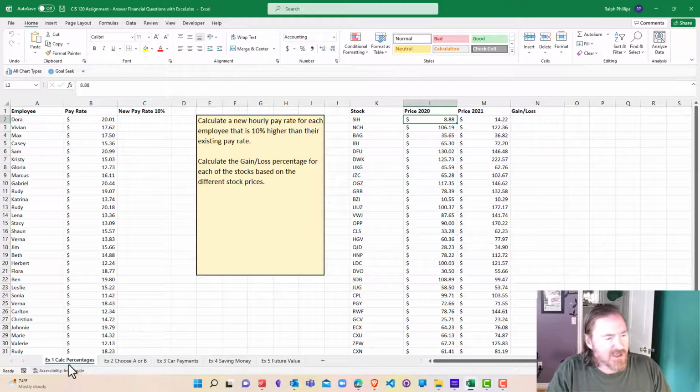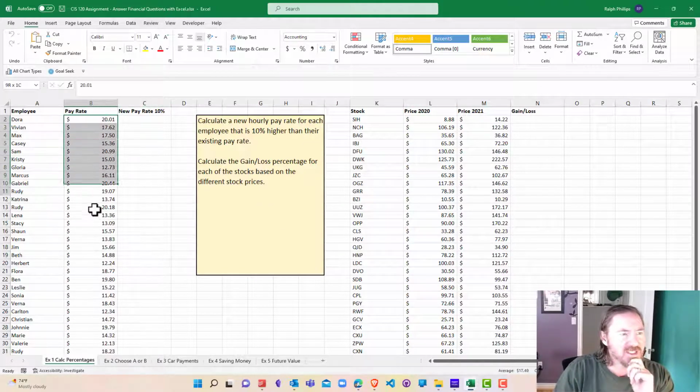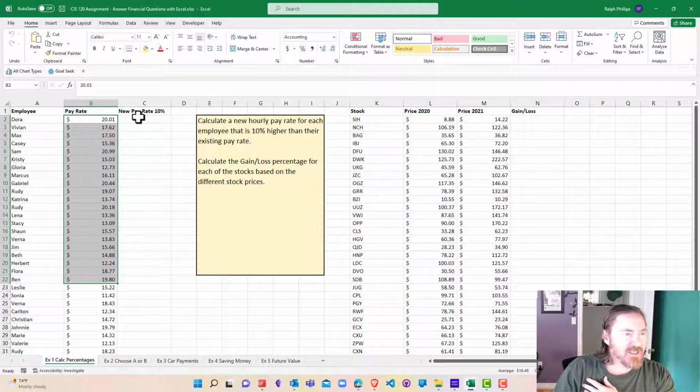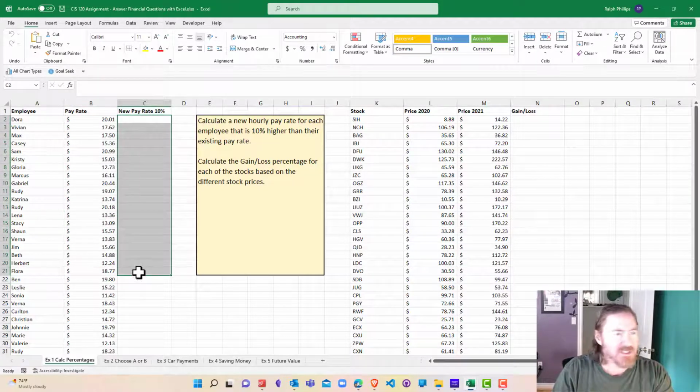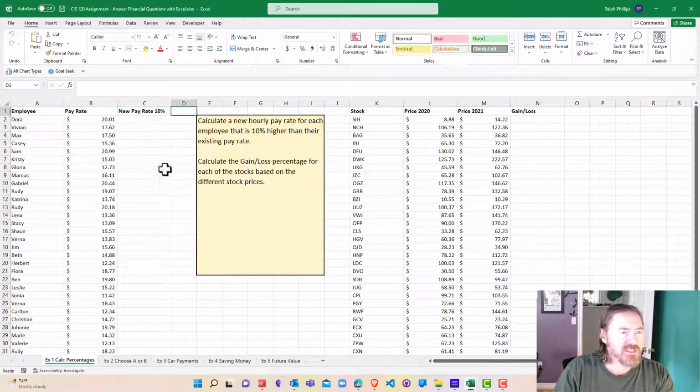So I'm going to start off here. I'm on exercise one, Excel one, calc percentages. So there's a couple things to work on over here. And the first thing to do is to take some existing amounts, pay rates, and increase them all by 10% using Excel. And I'm thinking this would be even easier if this little 10% was off in a cell by itself. So I could do that.